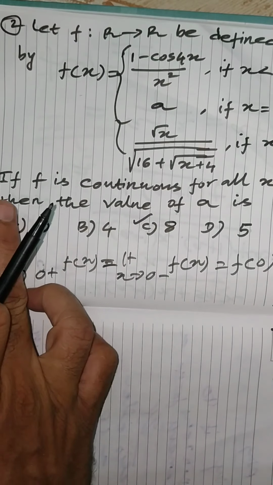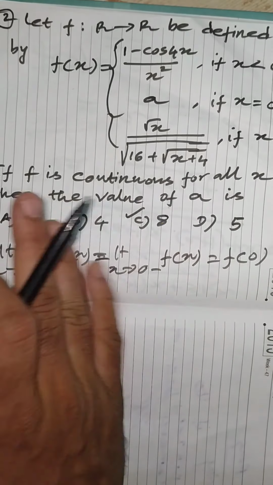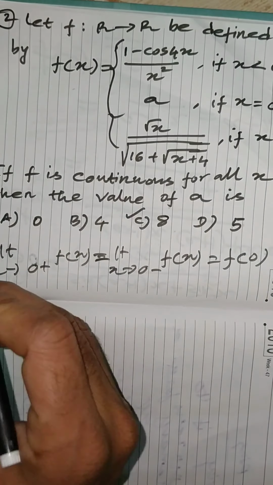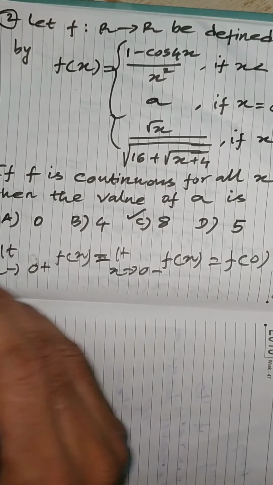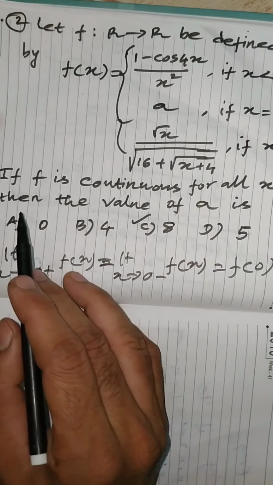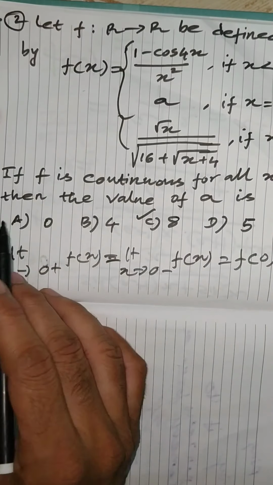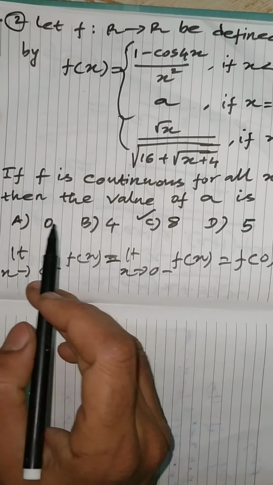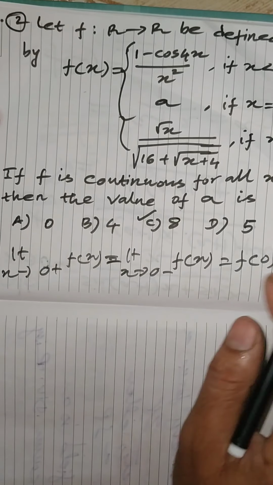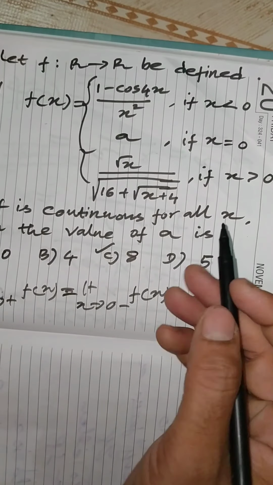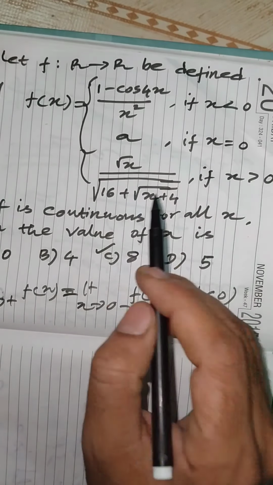Moreover, என்ன கொடுத்துருக்காங்கன்னா, if f is continuous for all x, அவங்களே இந்த கண்டிஷன் கொடுத்துட்டாங்க. If f is continuous for all x, then the value of a is, we have to find out the a value. The 4 options are given, so we have to work out.